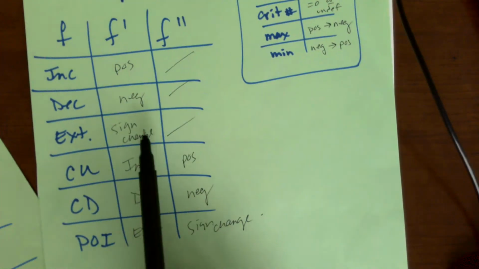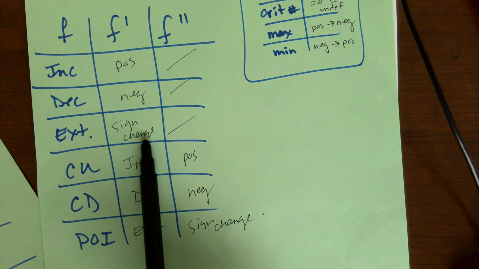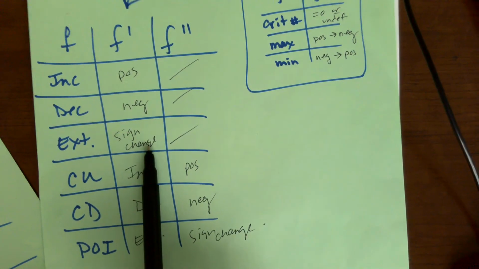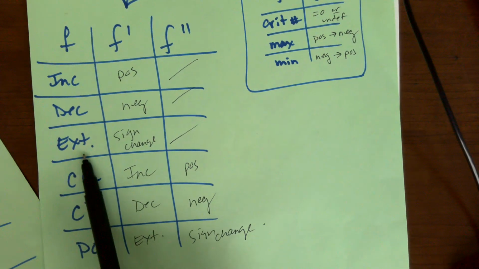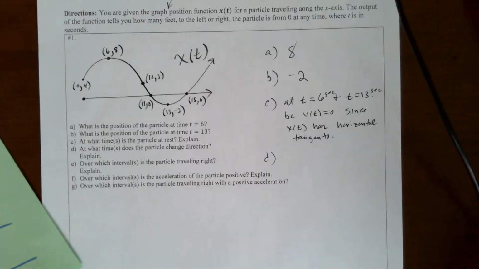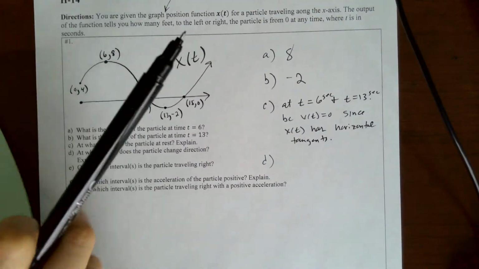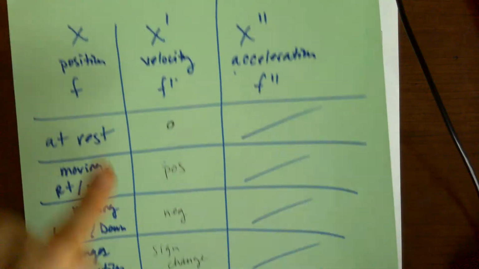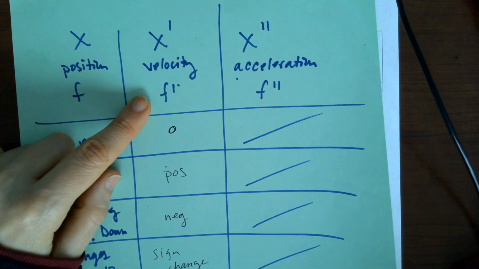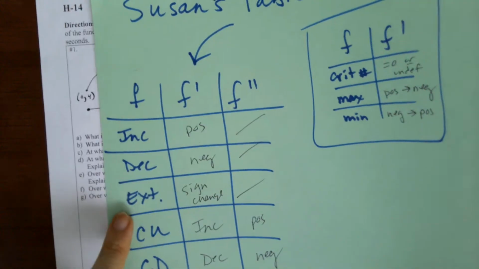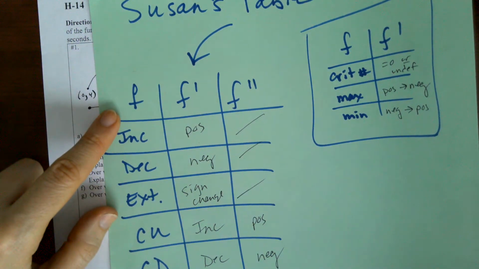So this is where you're going to have to refer to Susan's table. If you're looking at something graphically, a sign change on the first derivative is going to correspond with an extrema on the original. And that's what we're looking at right here. So our explanation is going to need to state yes, because we've got a sign change on velocity. But why do we have a sign change on velocity? Because we've got an extrema on the original function.